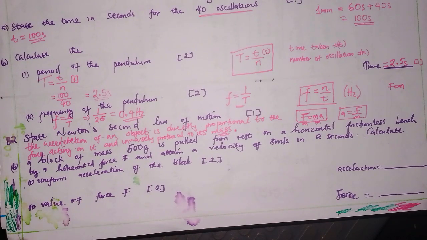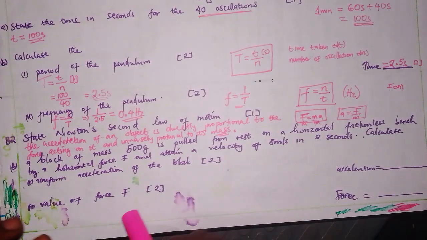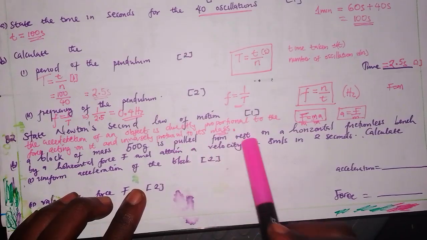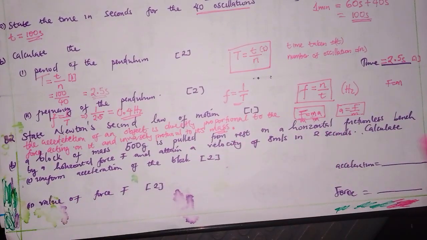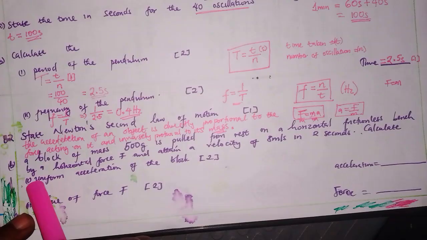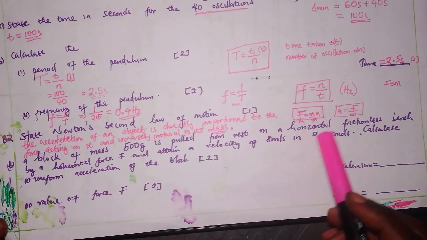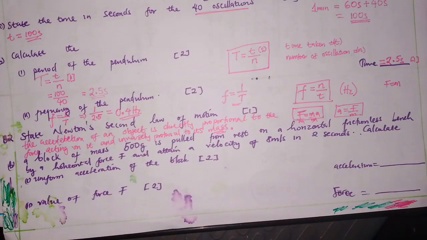The next question is saying a block of mass 500 grams is pulled from rest on a horizontal frictionless bench by a horizontal force and attains a velocity of 8 meters per second in 2 seconds. Calculate the acceleration. Then second, calculate the value of the force.